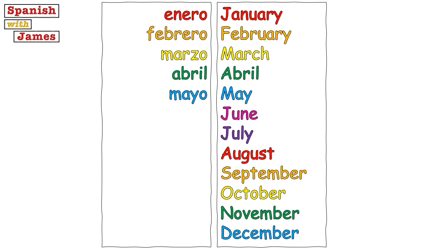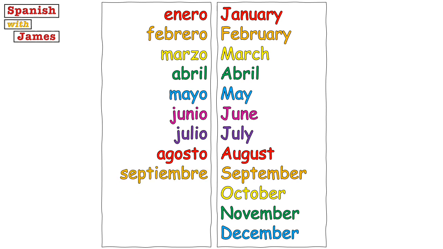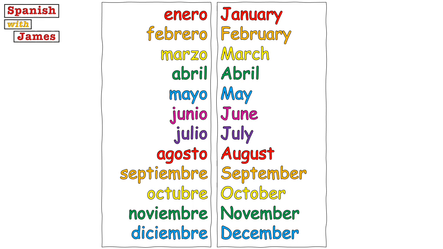Mayo, mayo. Junio, junio. Julio, julio. Agosto, agosto. Septiembre, septiembre. Octubre, octubre. Noviembre, noviembre. Diciembre, diciembre.